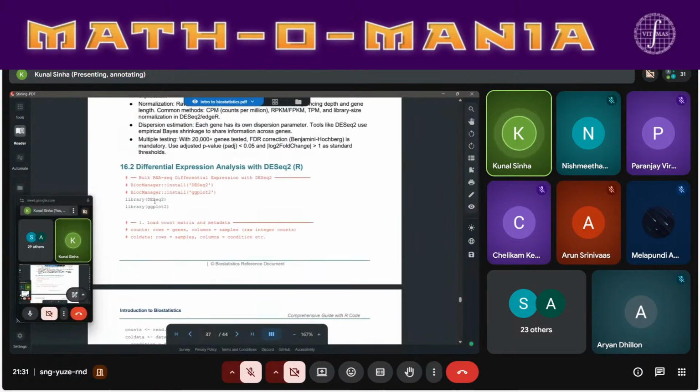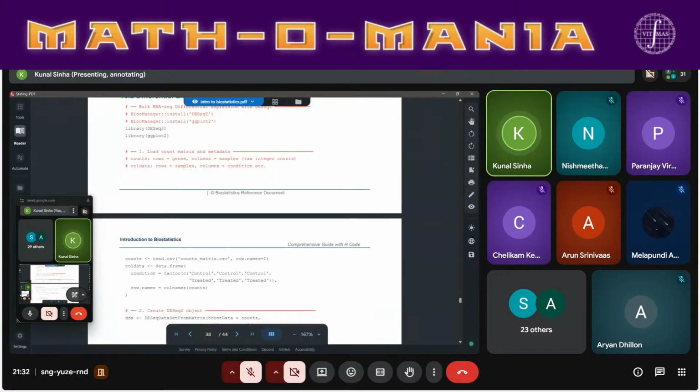It uses DESeq2, and ggplot is just for plotting. So DESeq2 is a library that we are using. It's a BiocManager or CRAN package. Like I said, BiocManager is another Bioconductor package manager that you can install in R.